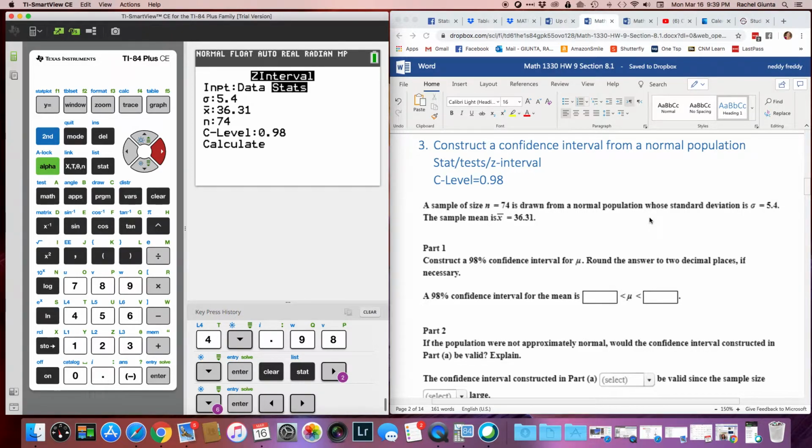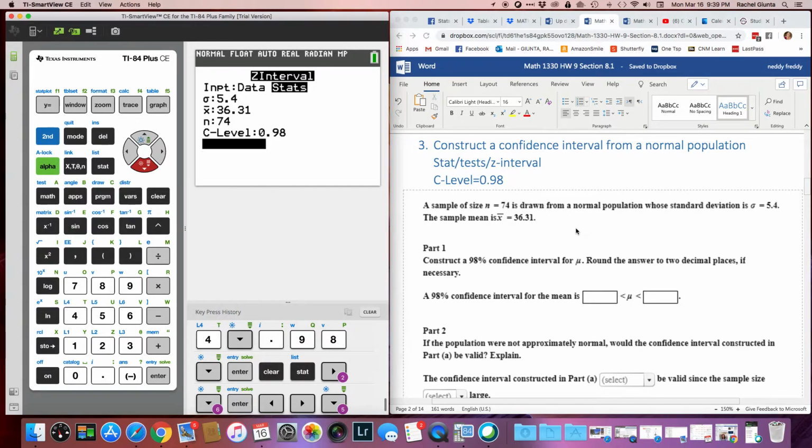So I've already put these numbers in here, but I'll show you where they came from. So sigma is standard deviation. That's given right here in the problem. The sample mean is right here in the problem. So that's what you put into the line with the x with the bar over it. n is your sample size, and that's 74. That's given right here. The confidence level is given in each part of a multi-part question. And in this case, it's 98%, but that always has to be entered as a decimal. So that's why it's entered here as 0.98.